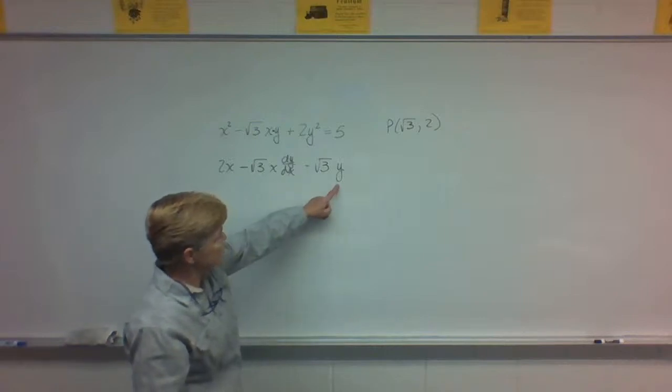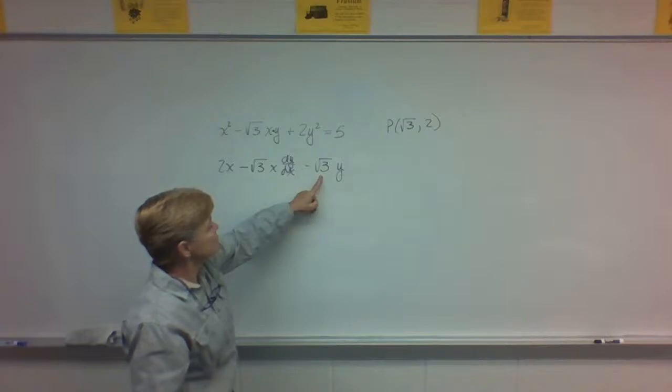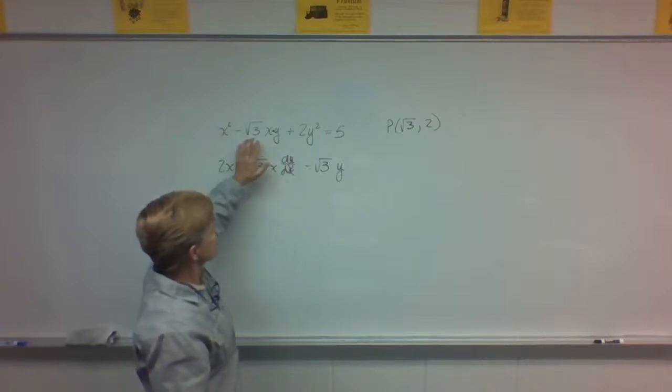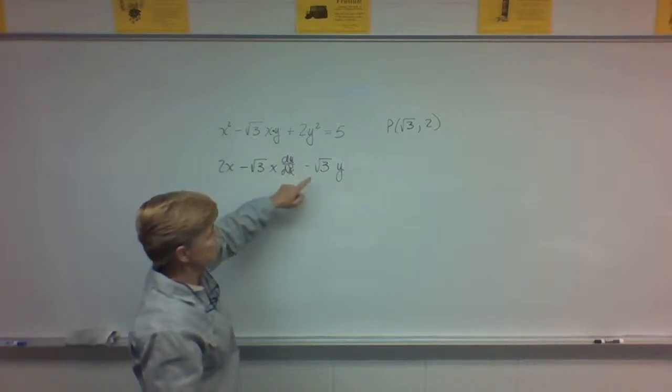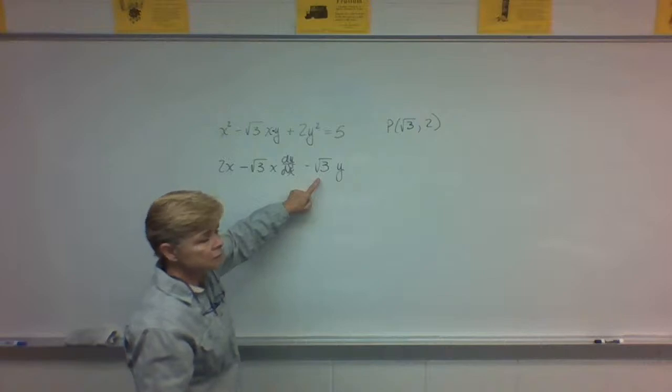This is the second times the derivative of the first. Wouldn't the derivative of the first be 0? No. The first is negative root 3x. X, okay. I didn't see X. That's okay. Are you good? Are you keeping track? Anybody question me so far?